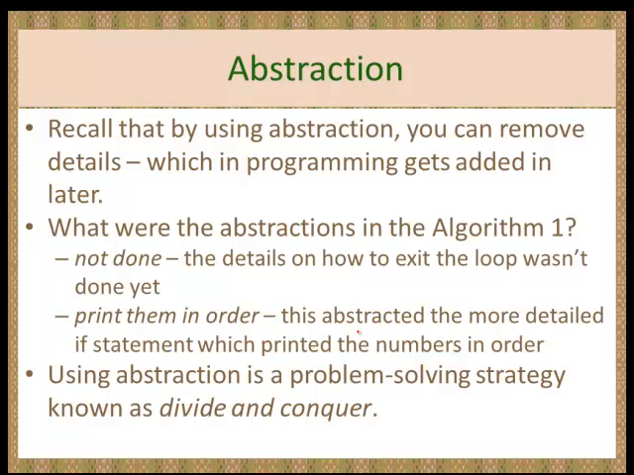Now if you recall, the step-by-step process of solving this problem is actually an application of abstraction. Remember, abstraction we talked about in the first week is when you remove the details to help you focus on what you're working on now. And so we removed the details of how to do that ordering, so we focused on it last. What were the abstractions in algorithm 1? The details on how to exit the loop and print them in order. Using abstraction is a problem-solving strategy known as divide and conquer.